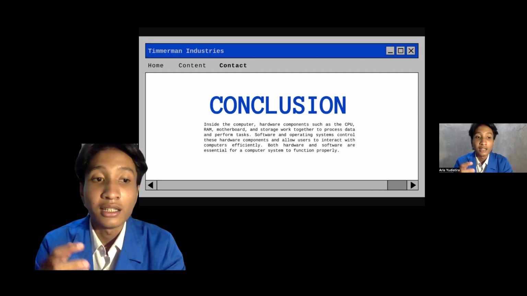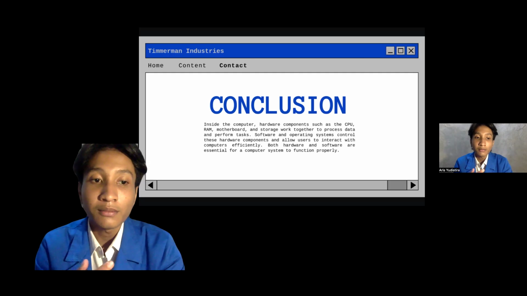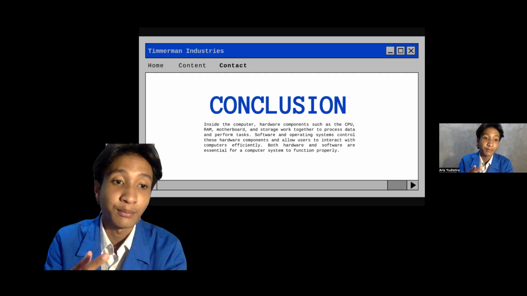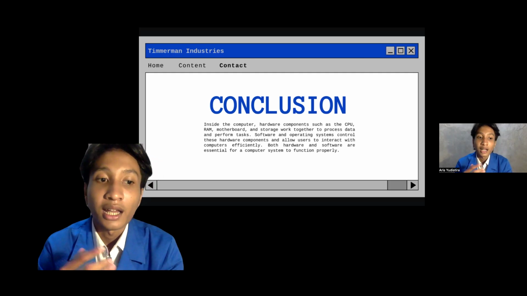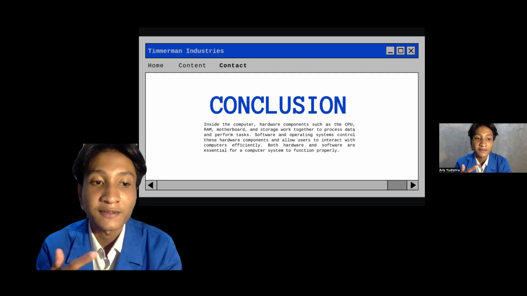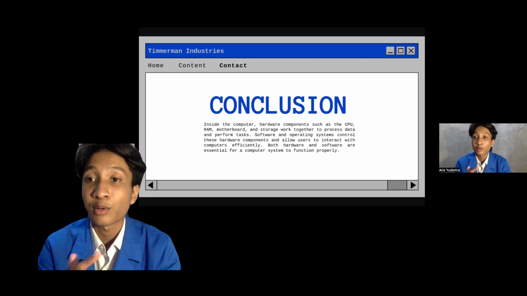So the conclusion is, hardware components such as the CPU, RAM, motherboard, and storage device work together to process data and perform tasks. Software and operating systems control the hardware and help users interact with computers effectively. Both hardware and software are essential for a computer system to function properly.